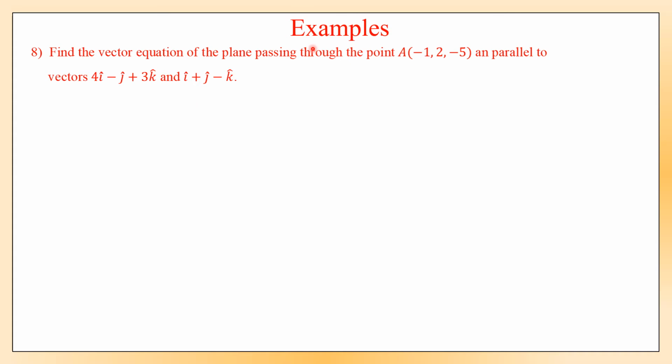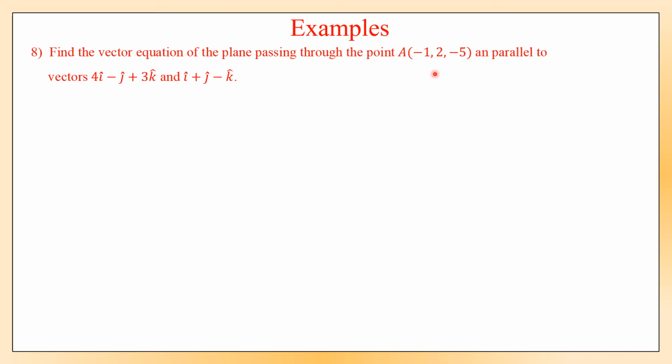Examples. Example number 8. Find the vector equation of the plane passing through the point A (minus 1, 2, minus 5) and parallel to the vectors 4i minus j plus 3k and i plus j minus k.